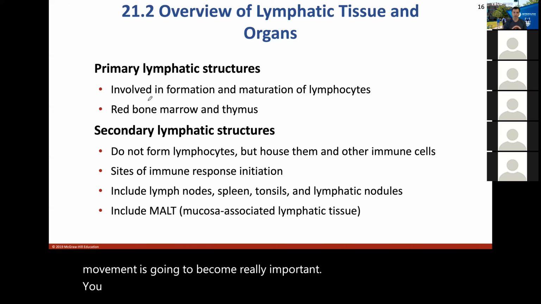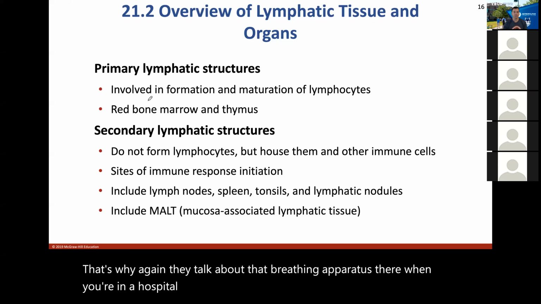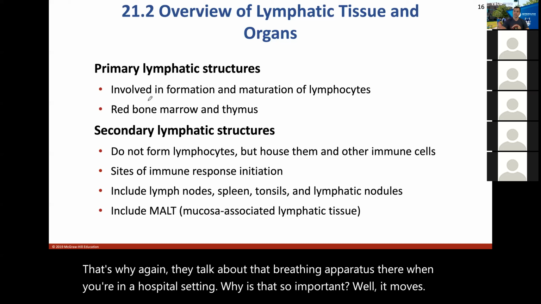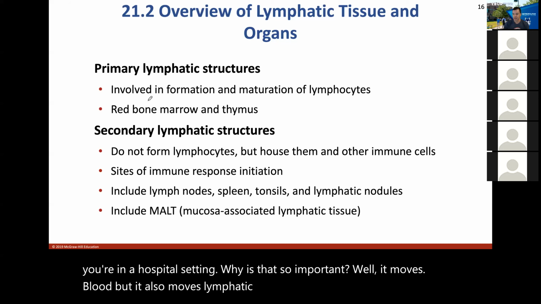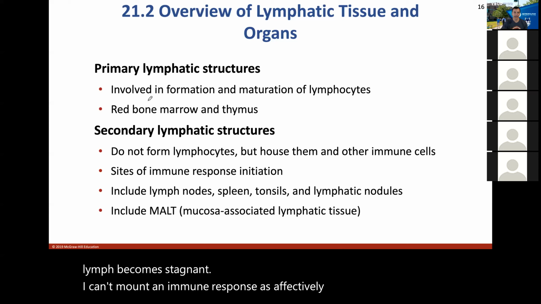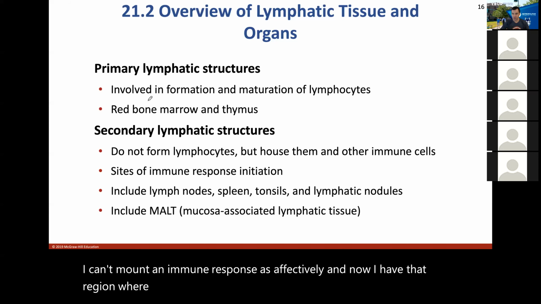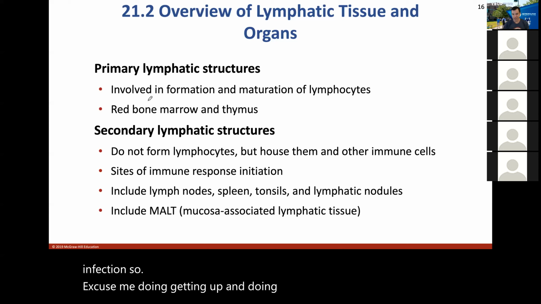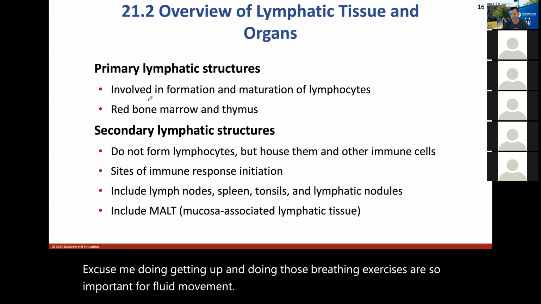That's why, again, they talk about that breathing apparatus when you're in a hospital setting. Why is that so important? Well, it moves blood, but it also moves lymphatic fluid forward through the system. And if lymph becomes stagnant, I can't mount an immune response as effectively. And now that region where the lymphatic fluid is pooling up will be prone to infection. So getting up and doing those breathing exercises is so important for fluid movement when you're bedridden.